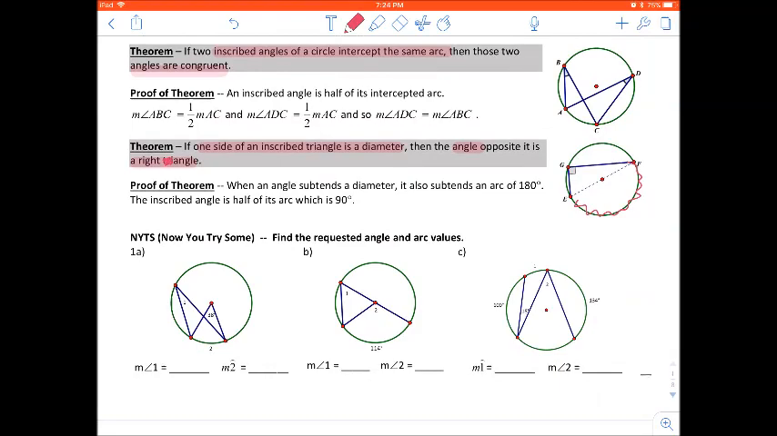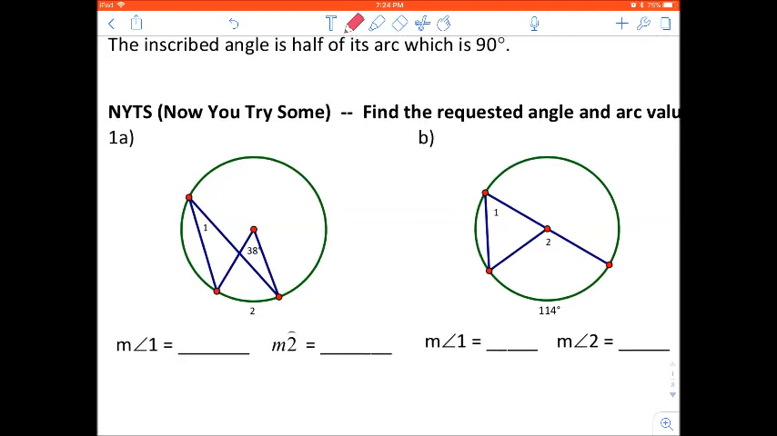So looking at a few examples and trying to apply this concept, we have that the central angle here is 38, and we want to get the measures of angle 1 and arc 2. And so the central angle opposite this arc is going to apply its measure and make the measure of arc 2 be 38. And then since 1 is inscribed to that arc, it's going to be half of 38, and that is going to be 19 degrees.